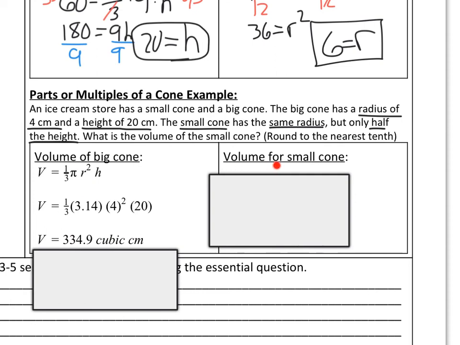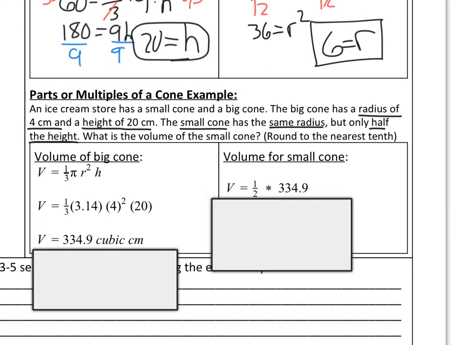So now that we know what the volume of the big cone is, I want you to think about what would you do to find the volume for the small cone if we know that this is only half of the height. So we have half the height. What are you going to do to find the volume of the small cone? What do you think?